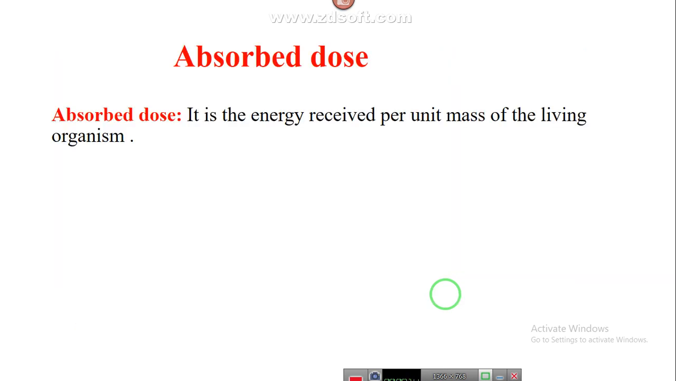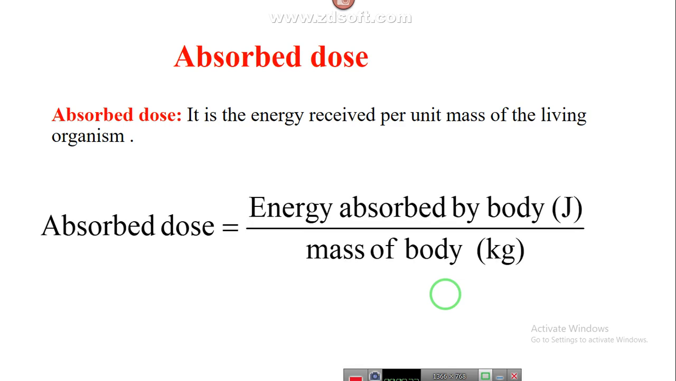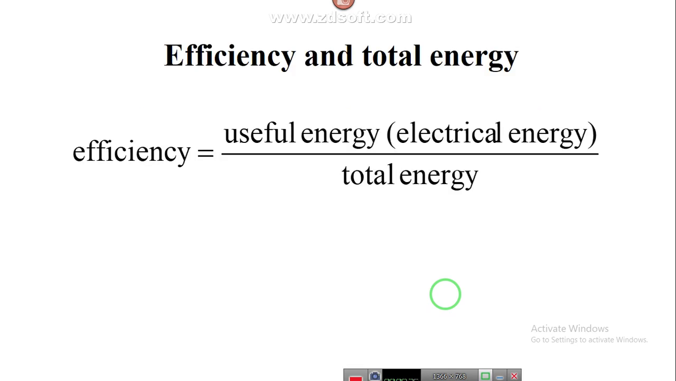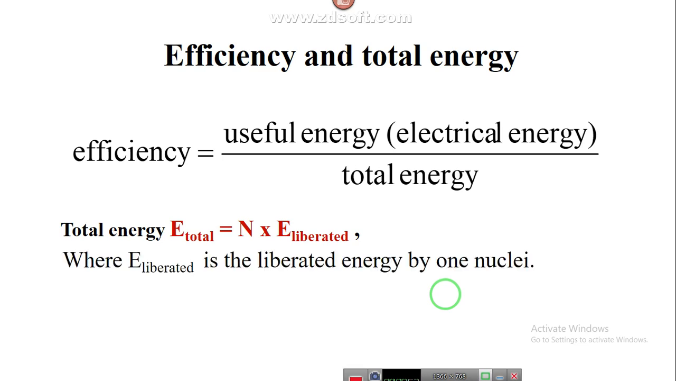Absorbed dose. Absorbed dose is the energy received per unit mass of a living organism. The formula: absorbed dose equals energy absorbed by the body in joules divided by the mass of the body in kilograms. Efficiency and total energy. Efficiency is the useful energy or electric energy divided by the total energy. We may also say that efficiency is the useful power or electric power divided by the total power.